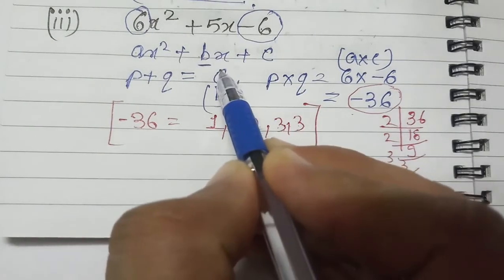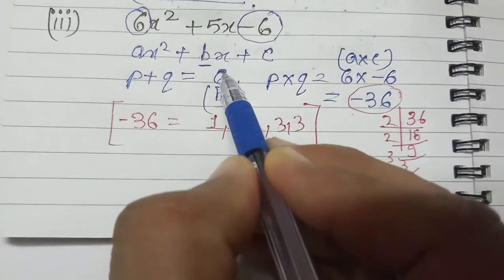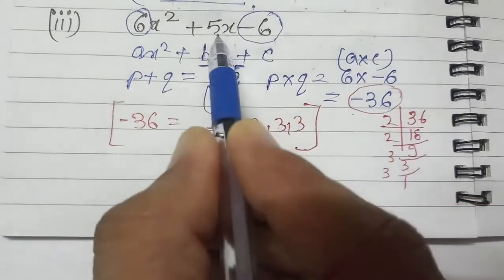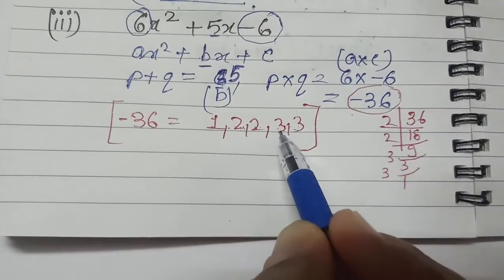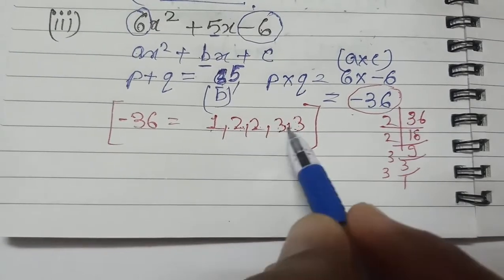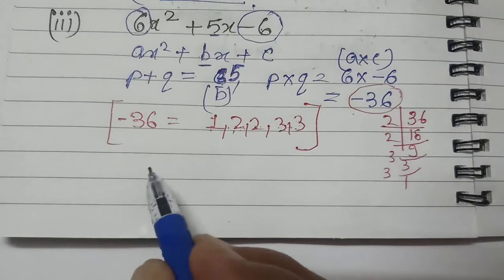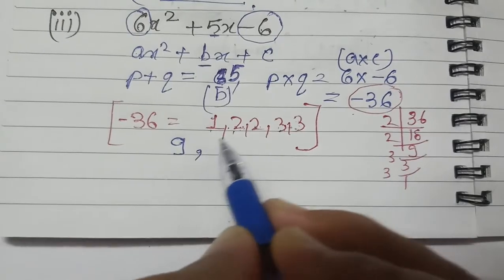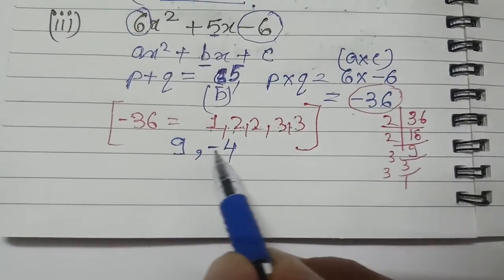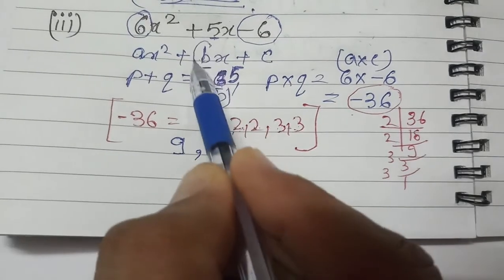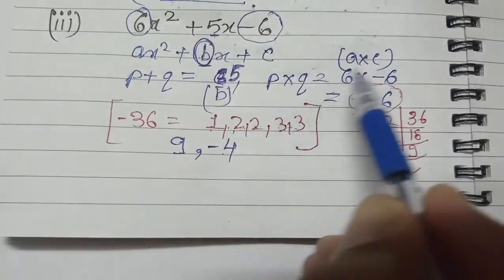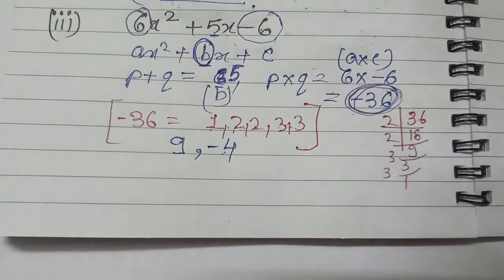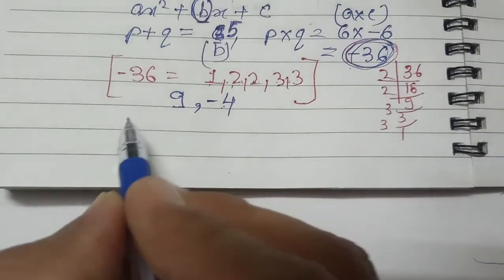On adding what we need? b, what is b? 5. On adding we need b, 5. So 3 3s are 9 and 4 1s are 4, 9 minus 4, 5. So both conditions meet. So the numbers are 9 and minus 4. 9 minus 4 is 5, we are getting this b, 5. And on multiplying, 9 into minus 4 is minus 36. So both conditions meet. So our middle term split is over.